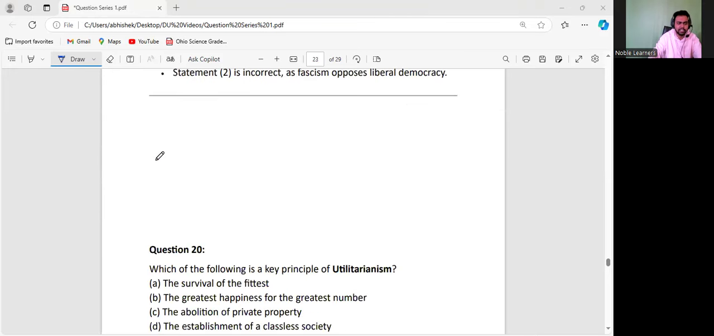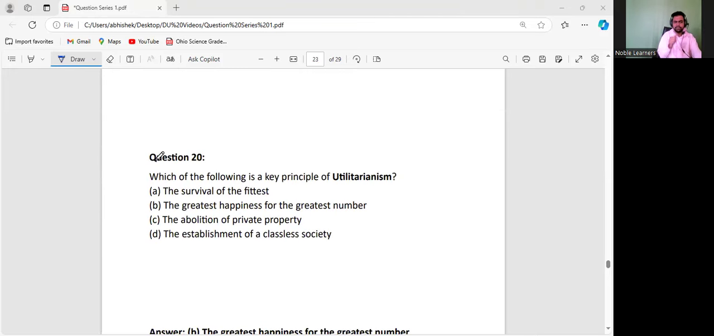So option B is the correct answer. Let us go to the next one. Which principle is key to utilitarianism? Survival of the fittest, greatest happiness for the greatest number, abolition of private property, the establishment of the classless society. This is a very simple question, but let us understand what the statement really means, because this is the most misinterpreted concept in political science. This is based on my experience, what most of the students have told me.